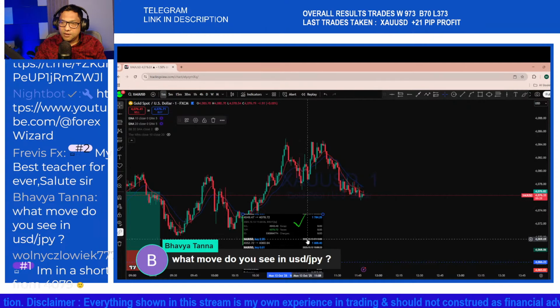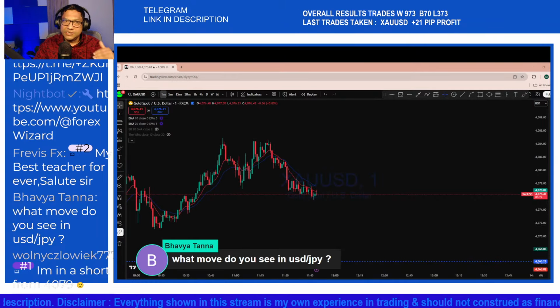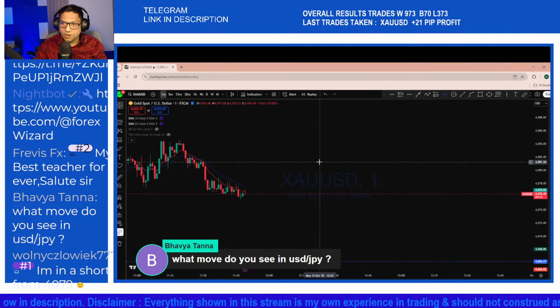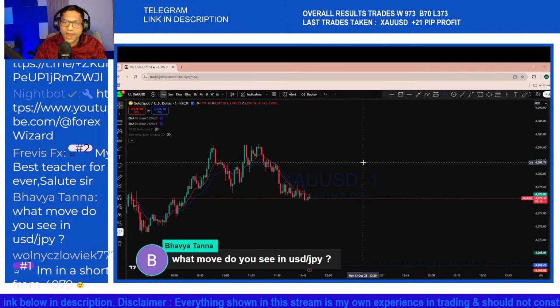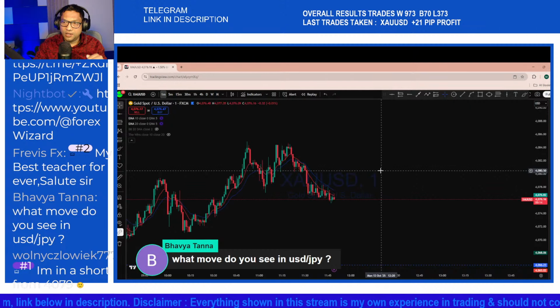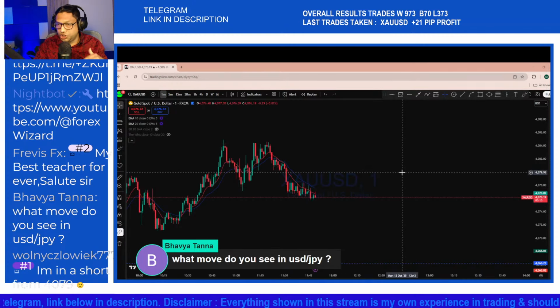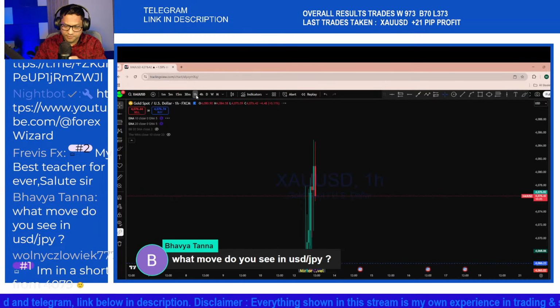So today's market, as you can see, has moved significantly. If you look at this market currently, where could it potentially be heading for another entry? Now I'm going to look at here.